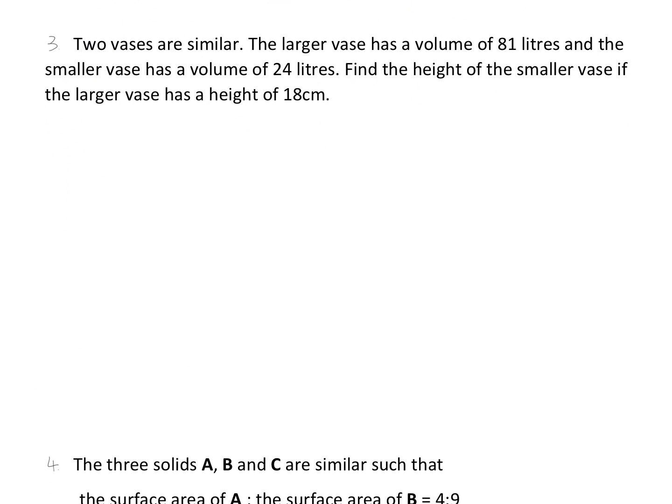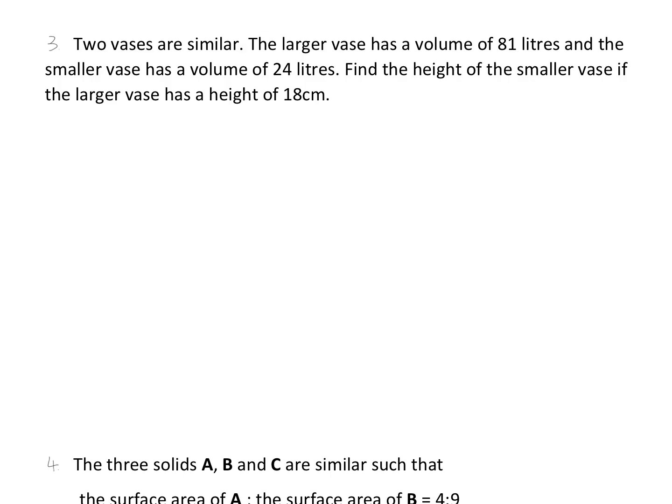Okay, question 3. Two vases are similar. The larger vase has a volume of 81 litres and the smaller has a volume of 24 litres. Find the height of the smaller vase if the larger vase has a height of 18 centimetres. So we could do this with the scale factors, or we could do it as ratios. I'll start with ratios this time and then do the scale factor afterwards.